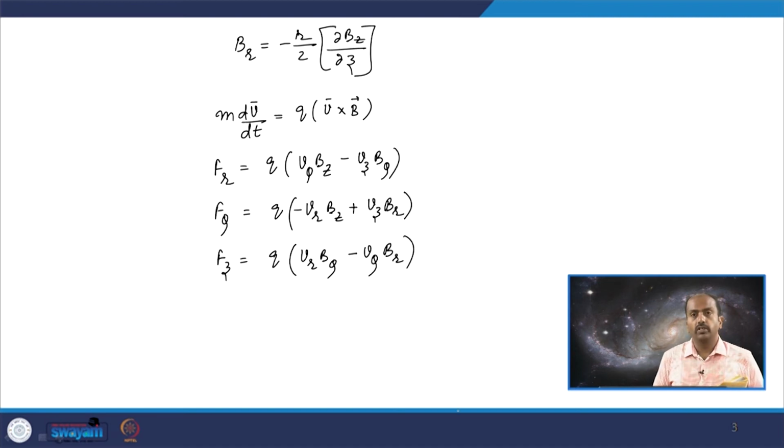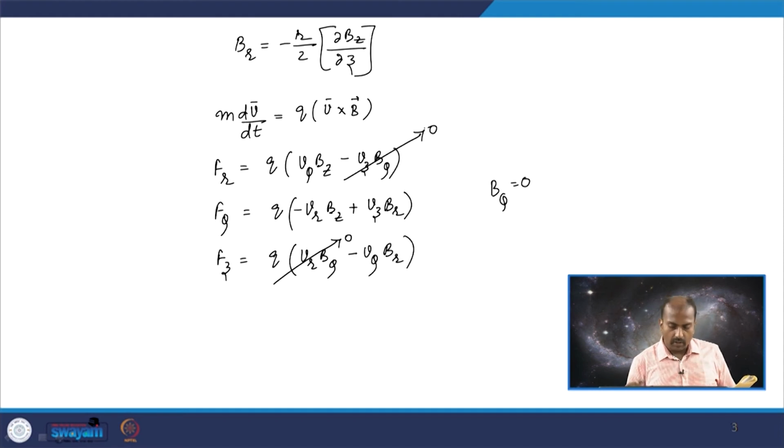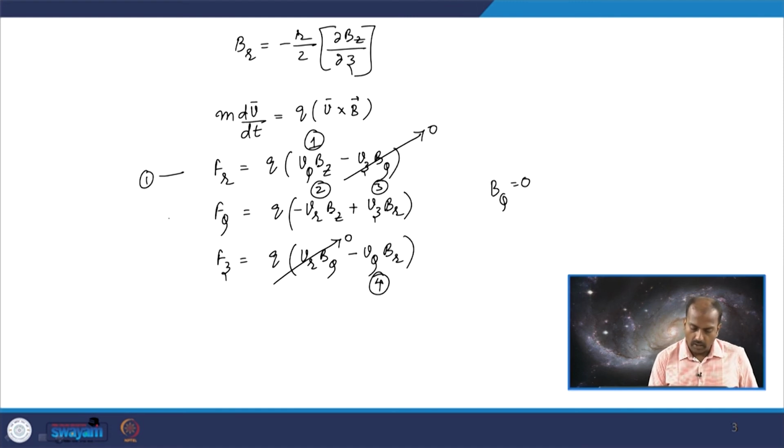This only gave us the idea of how the velocity changes with respect to the time in the presence of a certain type of magnetic field. Right. Since B phi is 0, we immediately get rid of this term and this term. Right. So, we have term number 1, 2, 3 and 4. Now, if you look back, let us take this to be equation 1, this to be equation 2 and this to be equation 3.